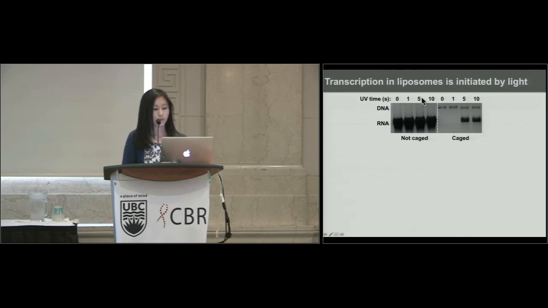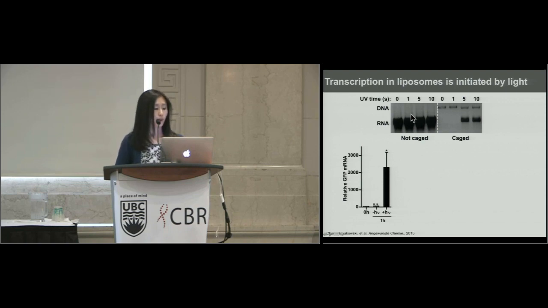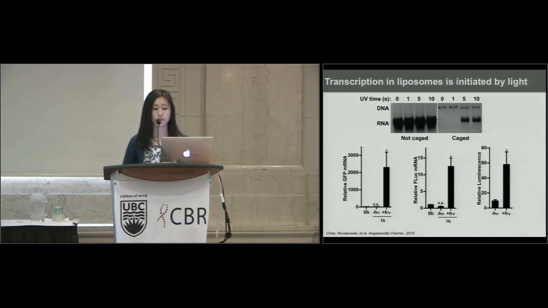We were able to do this both in solution here and also in liposomes, where we could transcribe a GFP mRNA, a luciferase mRNA, and if we took the luciferase mRNA and translated that into protein, we found that it made functional luciferase, suggesting to us that we were making full-length RNA.